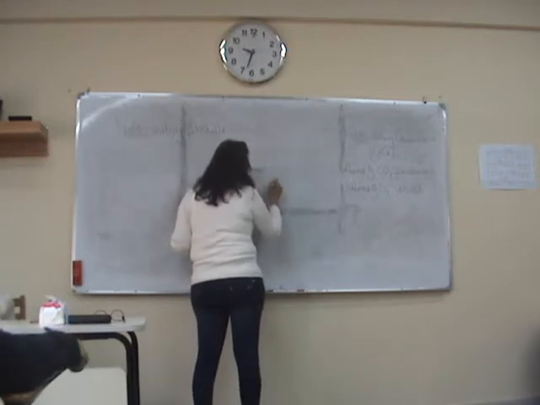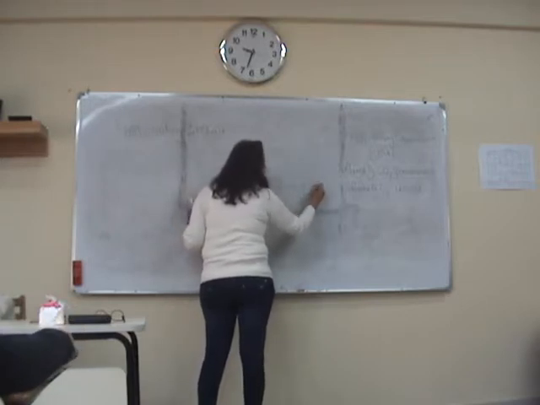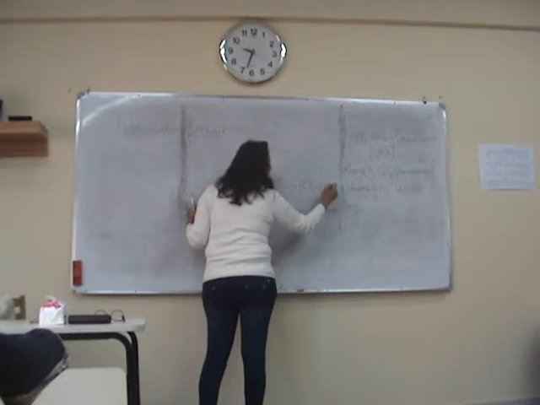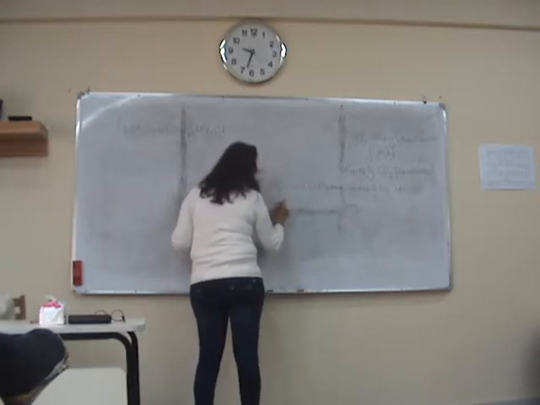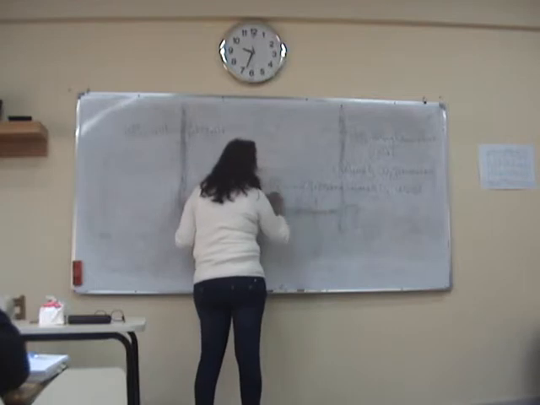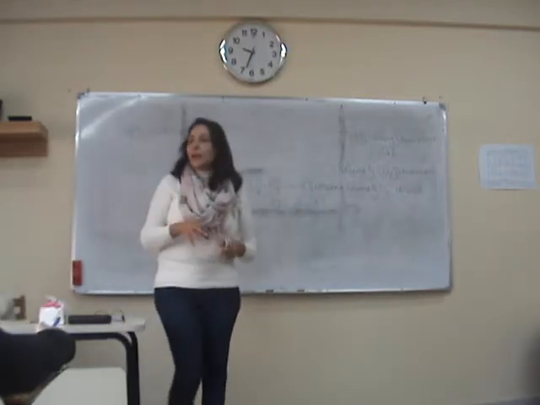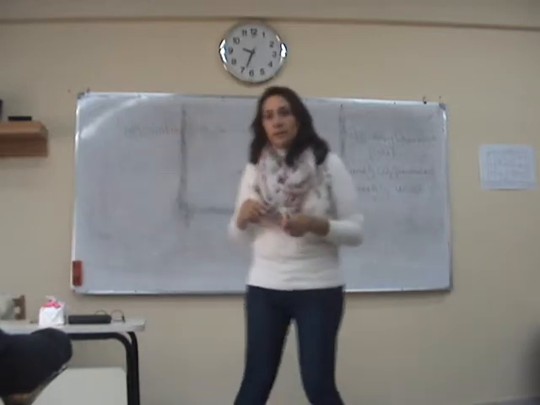C6H12O6 plus 6O2 gives 6 CO2, 6 water, and the ATP. But if I want to calculate the respiratory quotient, it's 6 carbon dioxide over 6 oxygen. It's equal to 1. So the respiratory quotient of glucose under aerobic respiration is 1.